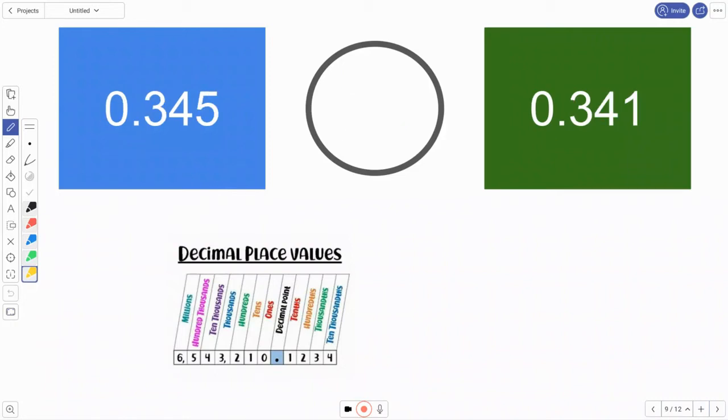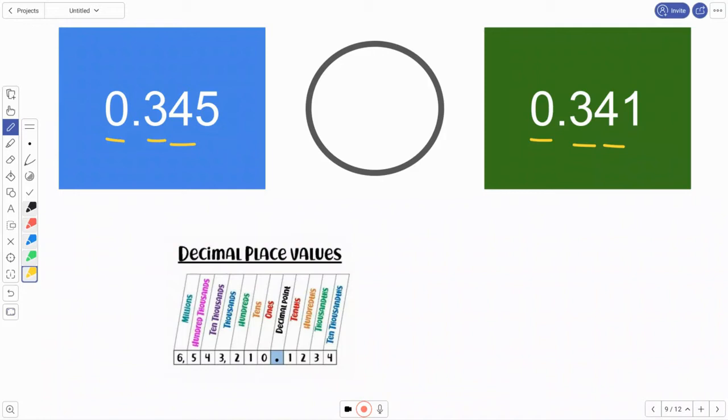All right, here's another one. Let's start in front of the decimal. I see a 0 and a 0. That means they're equal. So I move to the next decimal place. I see that there's a 3 in the blue number, 3 in the green number. That's equal. Move to the next decimal place. Now we're in the hundredths. I see there's 4 hundredths. There's 4 hundredths. Both the green and the blue number have 4 in the hundredths place. So I move to the next number.